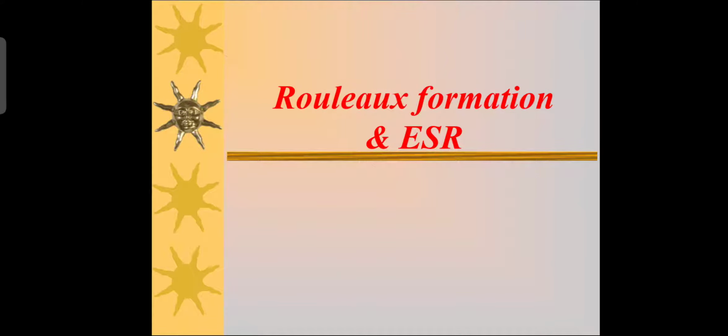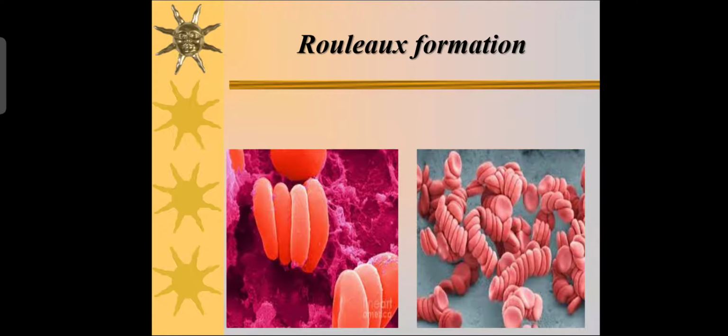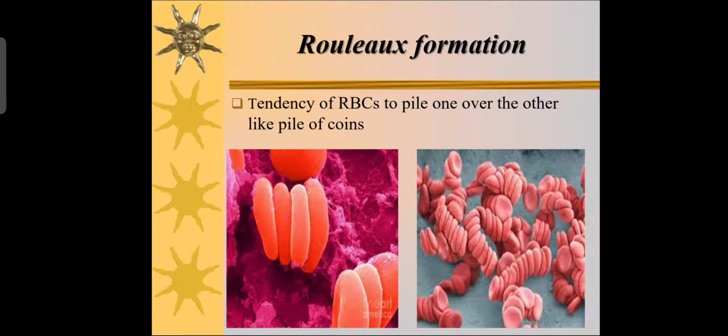So what is Rouleaux formation and ESR? Rouleaux formation is a property of RBCs to pile one after another. This Rouleaux formation is the main factor for ESR. The tendency of RBCs to pile one over the other like piles of coins, that is Rouleaux formation.